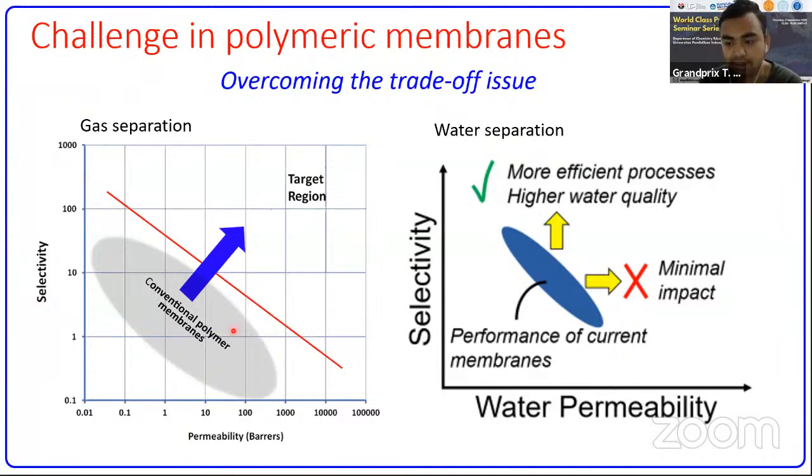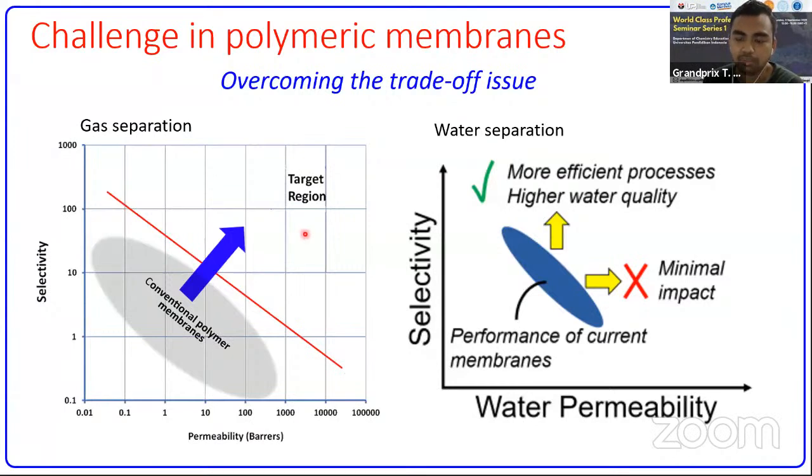On the other hand, if we have such a high permeability, the selectivity will be damaged. So this is the trade-off issue within the polymeric membranes. Dr. Witri has mentioned regarding the Robinson upper bound line here. This is the upper limit of the separation performance of polymeric membranes.